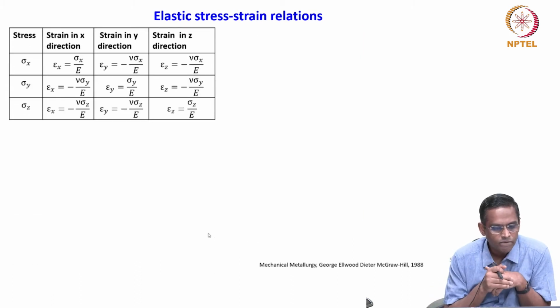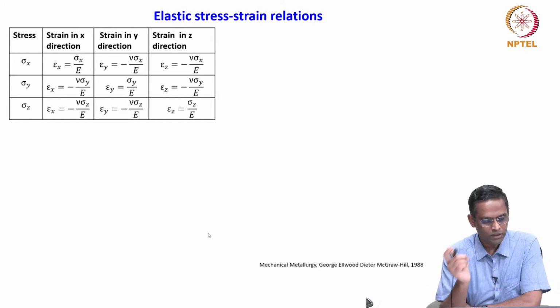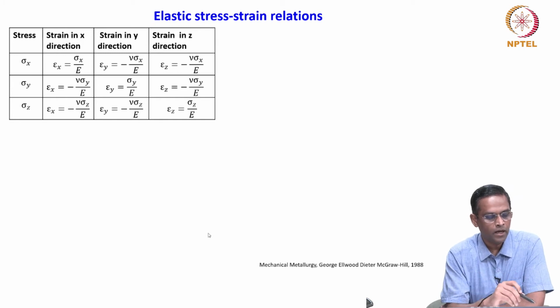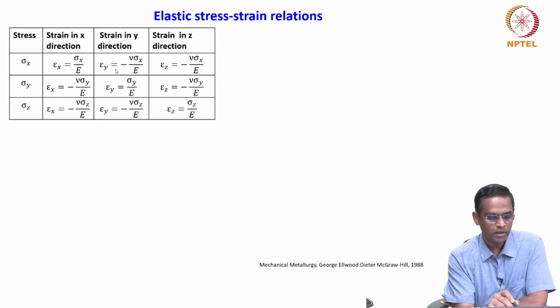So, this is a 3 by 3 table matrix you can create using what we have just written there. For a stress in x direction, sigma x, we can write a strain in x direction, epsilon x, which is sigma x by E. But the strain in y direction can be written as epsilon y is equal to minus mu times sigma x by E. And epsilon z is equal to minus mu sigma x by E.